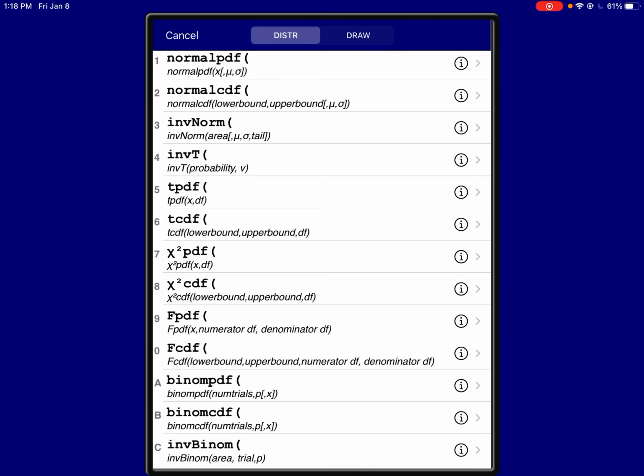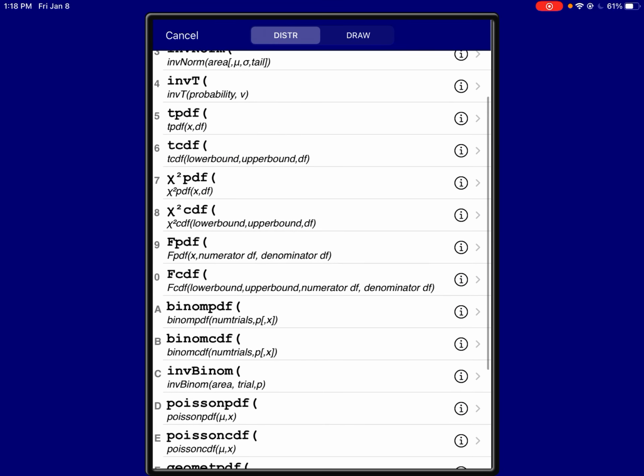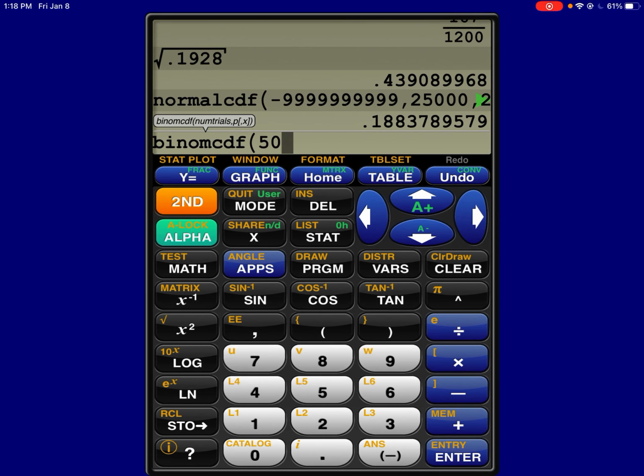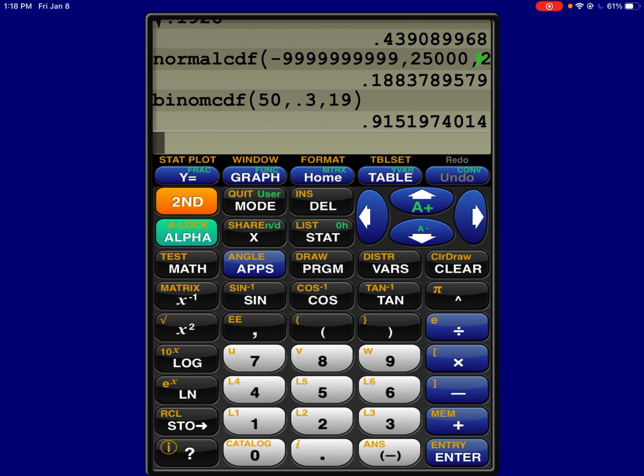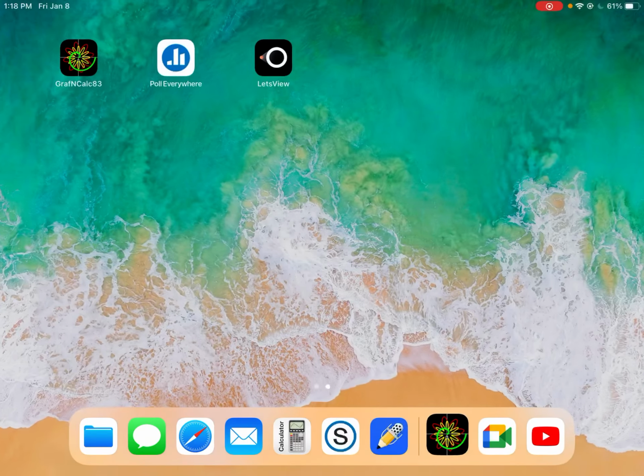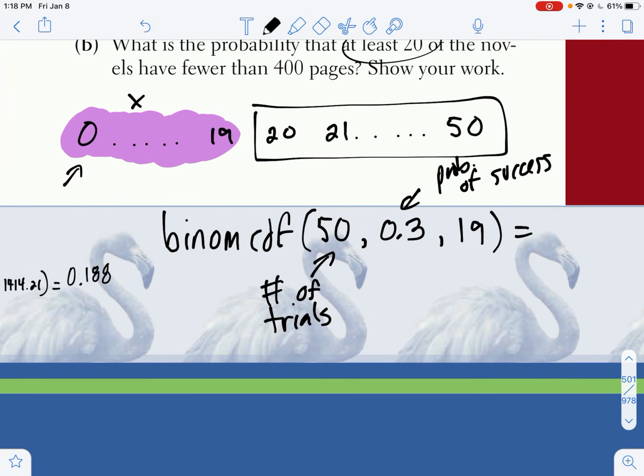I'll show you how you can do that. Go to second, and now I'm going to go to binom CDF. 50 trials, 0.3, and the highest possible number is 19. And I get about 0.915. I'm ballparking it.